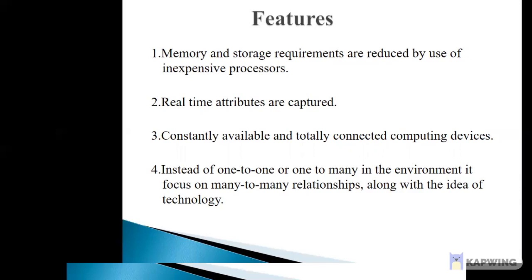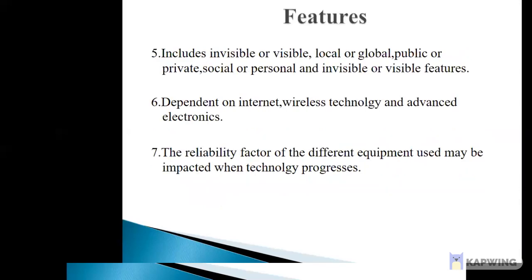Any device, object or atom to which we are attaching the ubiquitous device will be constantly available and totally connected. Instead of one-to-one or one-to-many in the environment, it focuses on many-to-many relationships along with the idea of technology. So many-to-many relationship, in which one device may be connected to or can access multiple information, or send the information to many others or many atoms. So this is how many-to-many relationship can exist in ubiquitous computing.